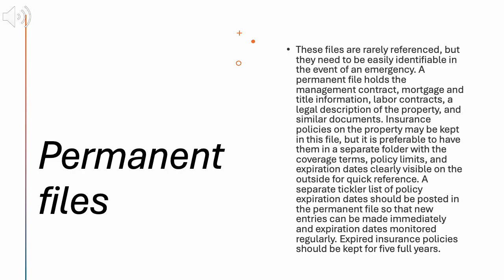Permanent files. These files are rarely referenced, but they need to be easily identifiable in the event of an emergency. A permanent file holds the management contract, mortgage and title information, labor contracts, a legal description of the property, and similar documents. Insurance policies on the property may be kept in this file, but it is preferable to have them in a separate folder with the coverage terms, policy limits, and expiration dates clearly visible on the outside for quick reference. A separate tickler list of policy expiration dates should be posted in the permanent file so that new entries can be made immediately and expiration dates monitored regularly. Expired insurance policies should be kept for 5 full years.